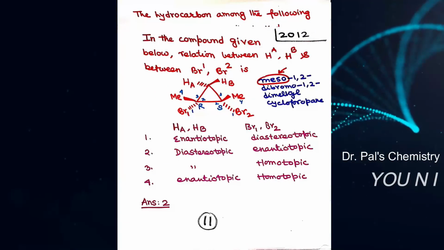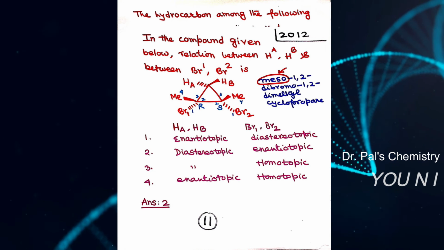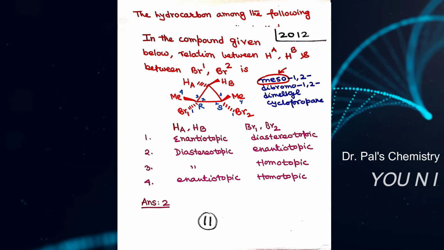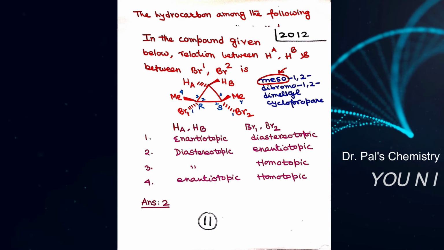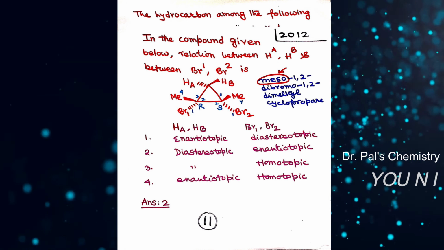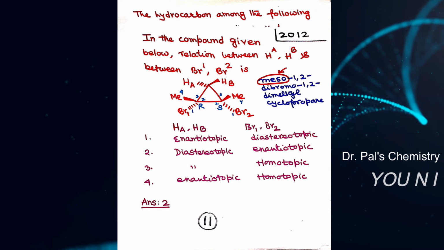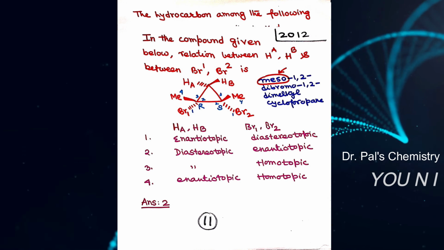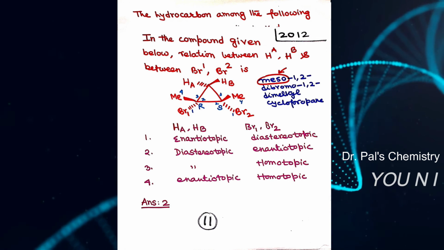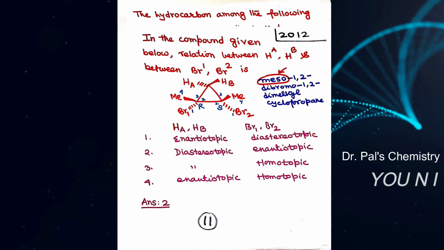Now coming to the next question, which appeared in 2012. The question is based on topicity. In the given compound, there are 2 hydrogens labeled as HA and HB. Similarly, there are 2 bromines labeled Br1 and Br2. These 2 hydrogens are geminal, whereas the 2 bromines are vicinal. Now we have to identify the topic relationship between these 2 homomorphic hydrogens and homomorphic bromines.